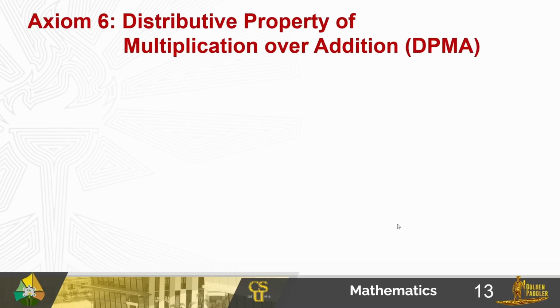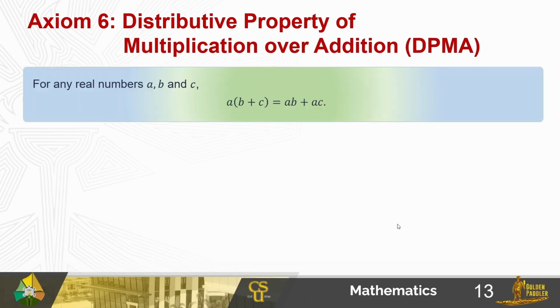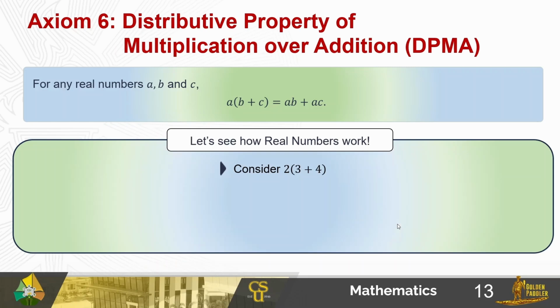In addition to the properties of addition and multiplication, real numbers also satisfy the distributive property. This is the last but not the least axiom. Axiom 6 states that the distributive property of multiplication over addition states that for any real numbers a, b, and c, a times b plus c is equal to a times b plus a times c. Okay, so let's see how it works.